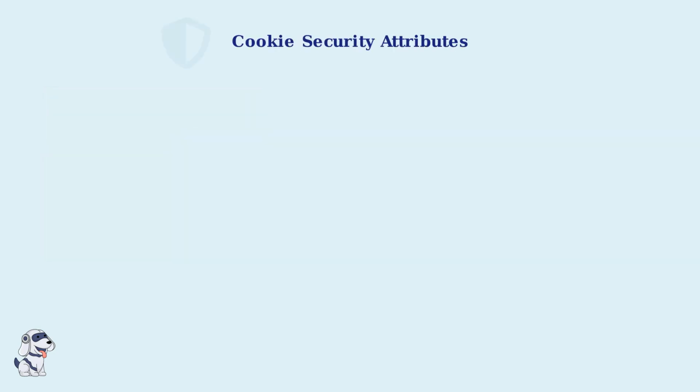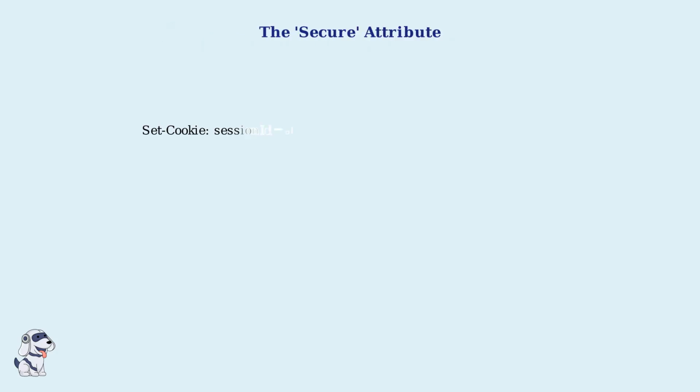Cookie security is critical for protecting user data and preventing attacks. Two essential security attributes every developer should understand are secure and HTTP only. These attributes provide fundamental protection against common web vulnerabilities. First, let's examine the secure attribute.